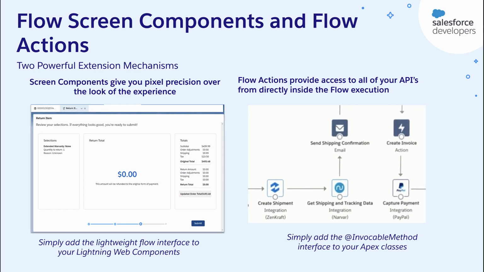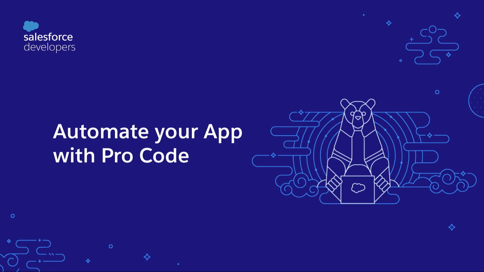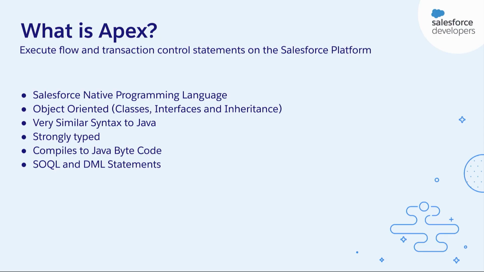This slide shows two powerful ways to extend flows using code. You can use LWC and Aura components in your flow by adding a flow interface to the components. Flow actions provide access to all of your APIs from directly inside the flow execution. In the next section, we will take a look into how to automate your app with Pro code, specifically using triggers.